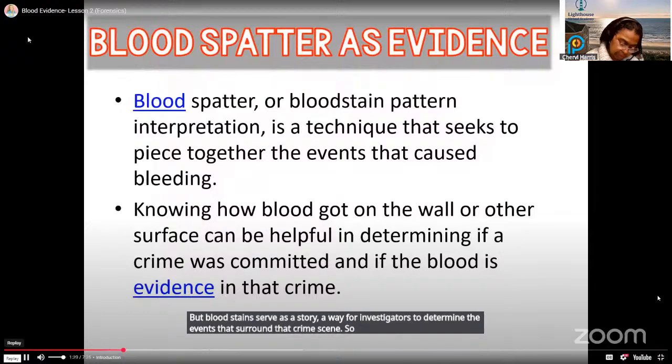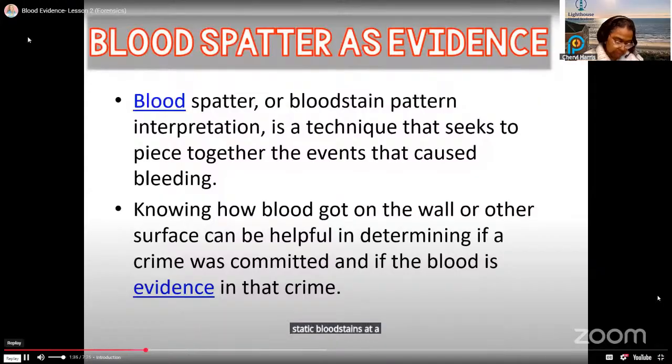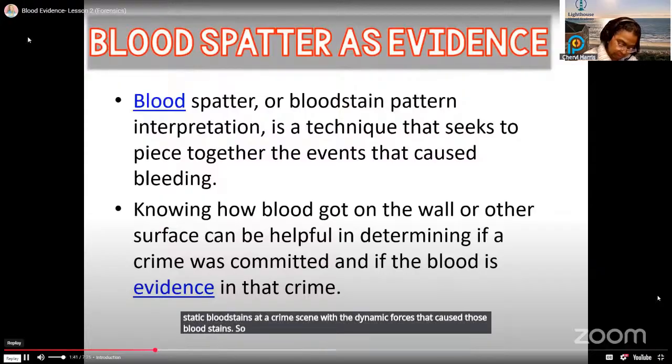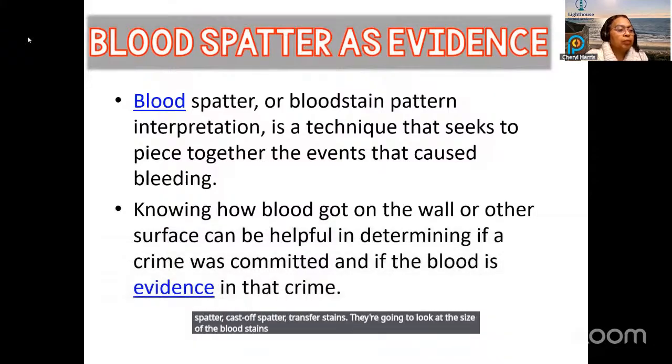So what's going to happen is blood stains or blood spatter is going to be left at a crime scene. Investigators are going to take a look at that, and then they are going to analyze those blood stains. And so these analysts can correlate the static blood stains at a crime scene with the dynamic forces that caused those blood stains. So they're going to look at types of blood stains like impact spatter, cast off spatter, transfer stains. They're going to look at the size of the blood stains, the shape of those blood stains to try to recreate the events that took place at that crime scene.